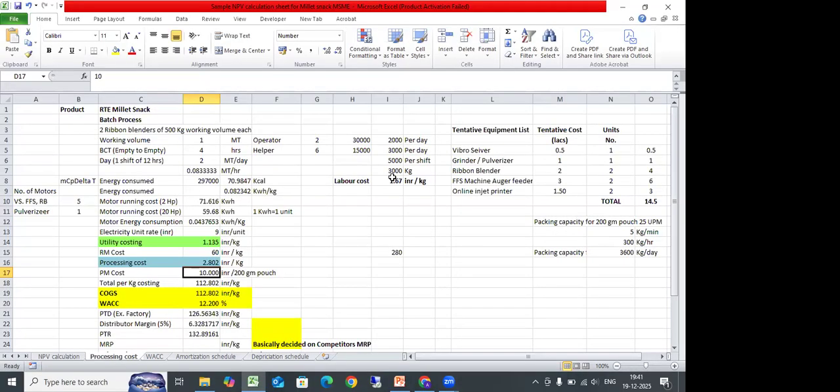That means for 1 kg, it will be how much? For a 200 gram pouch, it is 10 rupees packaging cost. For 1 kg, it will be into 5, 10 into 5, 50 rupees. Is this clear? Yes, sir. Then what will be the total per kg costing? RM cost plus processing cost plus PM cost, which is 50 rupees. That comes out to be 112.8 or 113 rupees per kg.